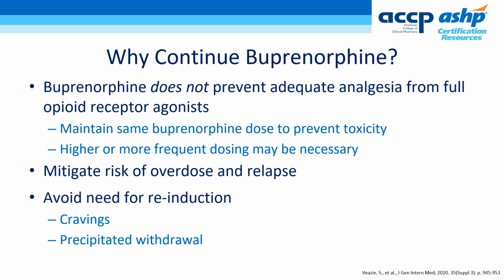The primary concern that I have come across in practice when discussing continuation of buprenorphine is that with its high receptor binding affinity, its partial agonism cannot be overcome. However, this is not the case. Adequate analgesia from full opioid receptor agonists can be attained, but higher or more frequent opioid dosing may be necessary.